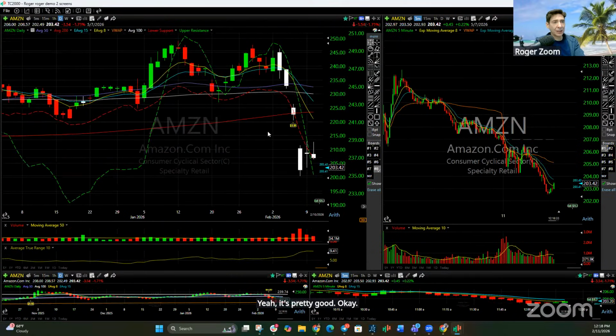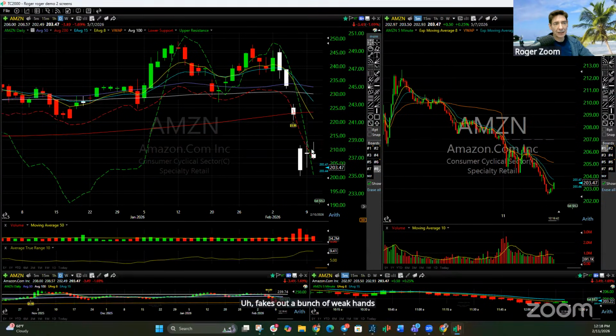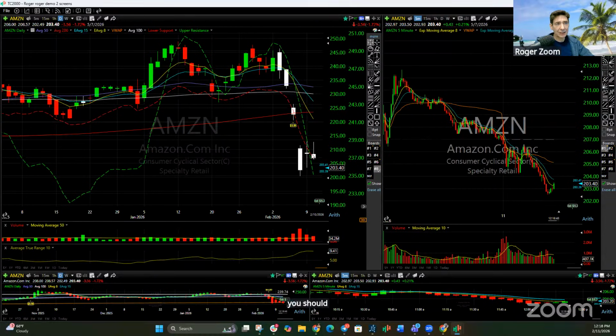Amazon is on my short list. Now, Amazon is a perfect example of a stock that tries to rally, fakes out a bunch of weak hands right here, and then starts coming back down to here. If you don't see a V recovery, you should expect something like this. 60% of this has to be corrected. We haven't seen anything like that. And we're below the 200-day. And right now, consumer stocks, I don't know. Amazon, not a good stock to have on the short list.